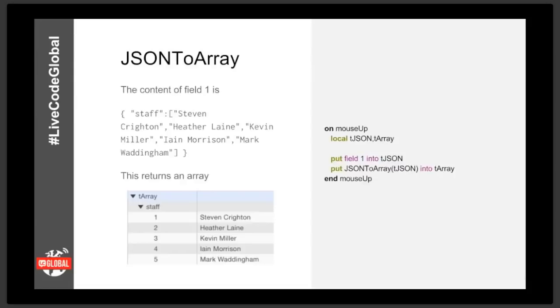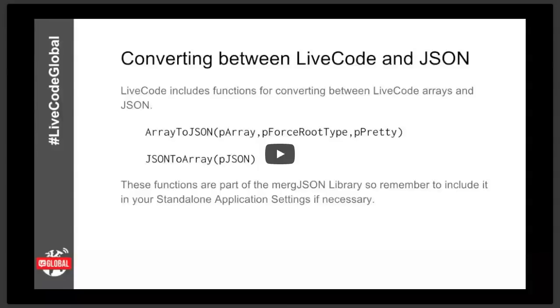And similarly, JSON to array will take a JSON string and it will convert it into a LiveCode array, as we can see with that little screenshot from the variable watcher there. So it'll take that JSON string at the top, the staff colon, square bracket, Stephen Crichton, Heather, etc., and it'll convert it into a staff array that we can then use directly in our LiveCode app.